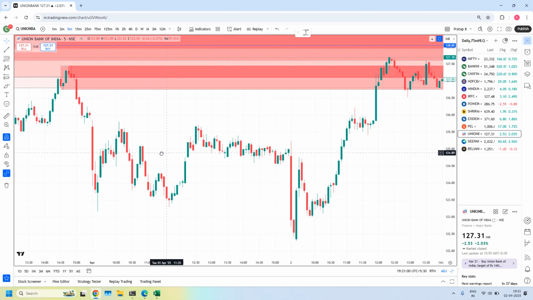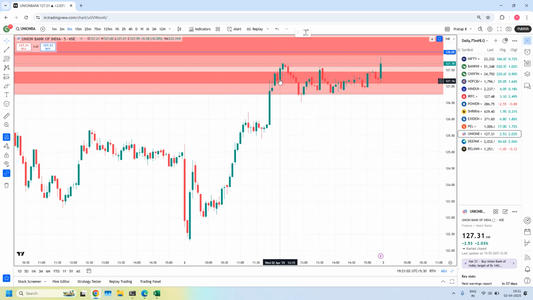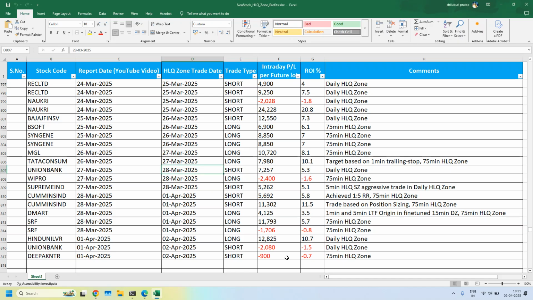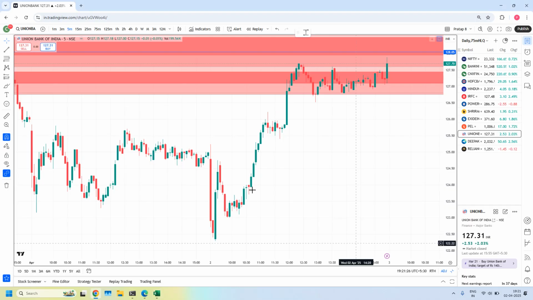See here, rally-based drop. And this rally-based drop is stopped out today and came down. So we have to accept this loss. So how much has it given? 2080 rupees loss, which is minus 1.5% negative ROI as per one futures margin cost.